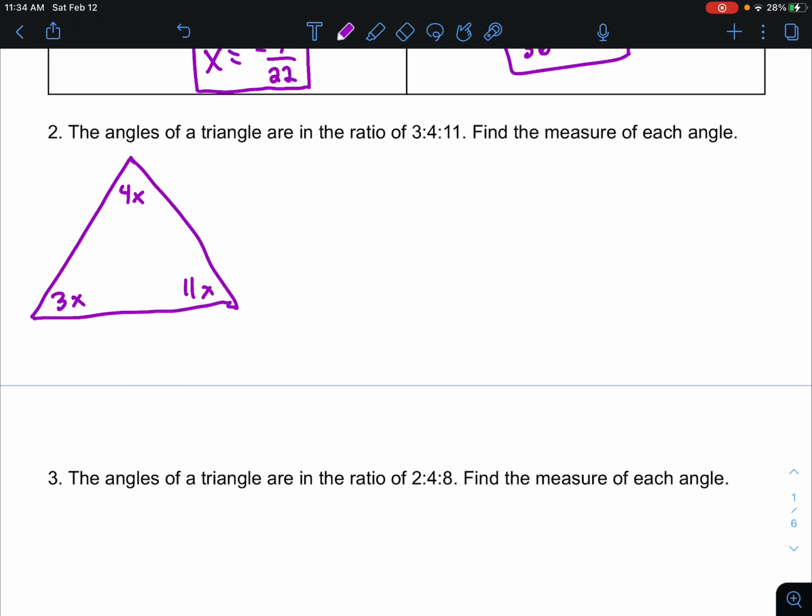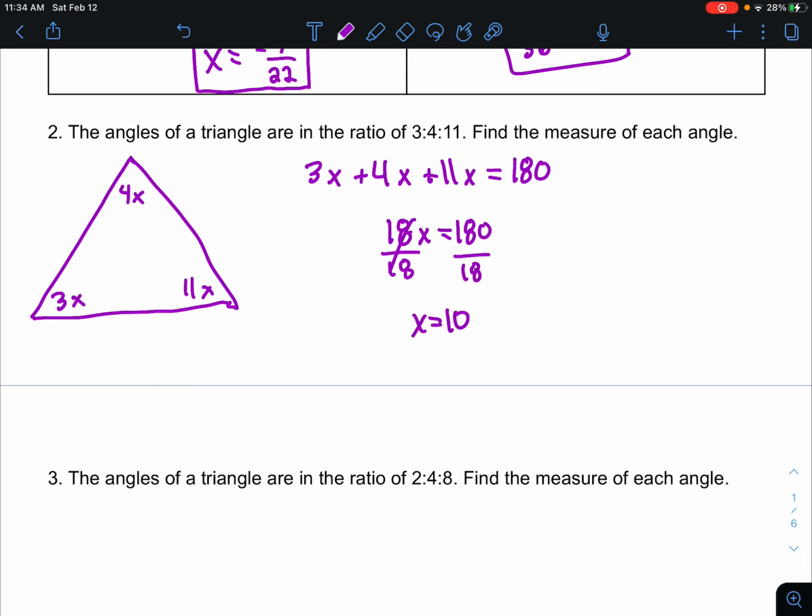And then we can say that 3x plus 4x plus 11x equals 180, because we know there are 180 total degrees in a triangle. We combine all of our x terms, and we get 18x equals 180, divide by 18, and we're left with x equals 10. But the problem asks us to find the measure of each angle, so we need to substitute that back in for x, and we will get each angle, we'll say angle 1, angle 2, angle 3.